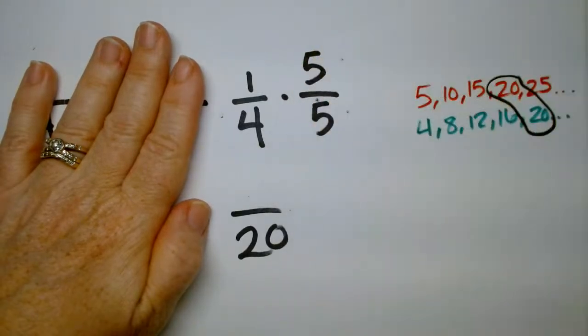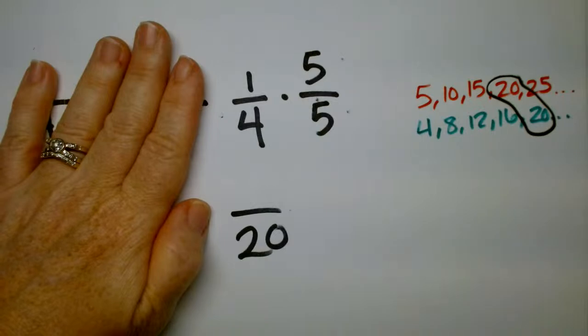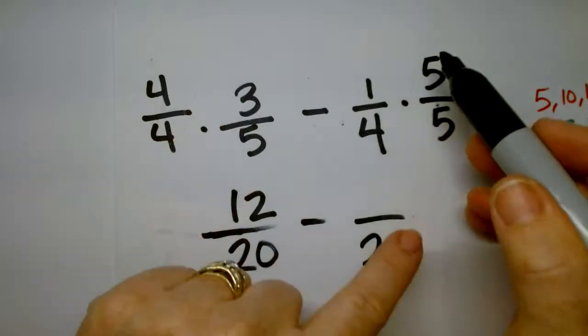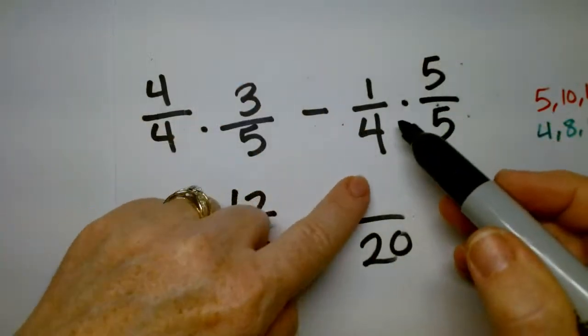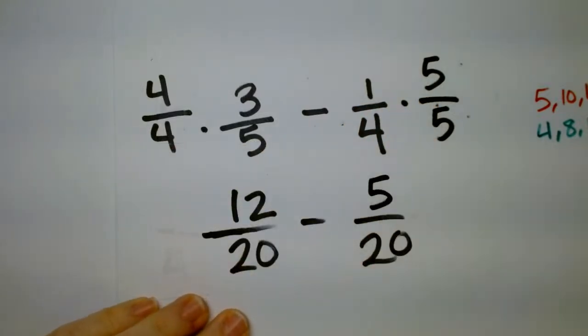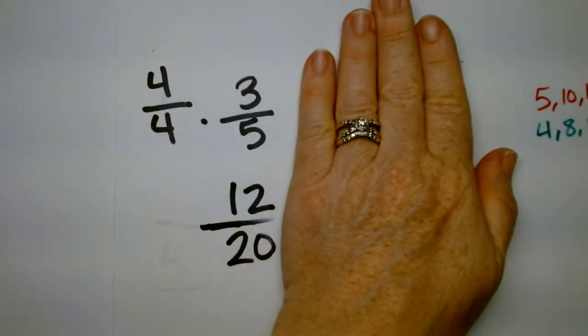The place where we see students making the biggest mistakes here is they will try to do these both at the same time, and they'll get mixed up, and they'll multiply this by 4 over 4, and they'll put a 4 here instead of a 1 times 5, which is a 5. So that's why we want to go slow.